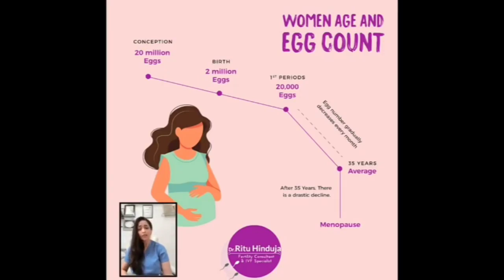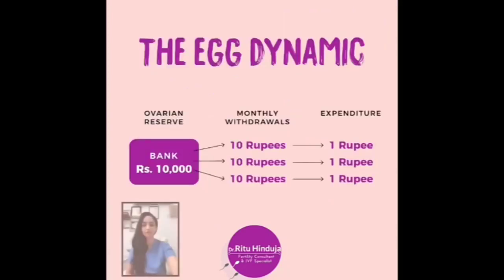Once all the eggs are over or the ovary has exhausted its reserve of eggs, it is known as a decreased ovarian reserve or poor ovarian reserve. That means there are no longer a good number of eggs remaining inside her ovary. So this is how egg dynamics works.